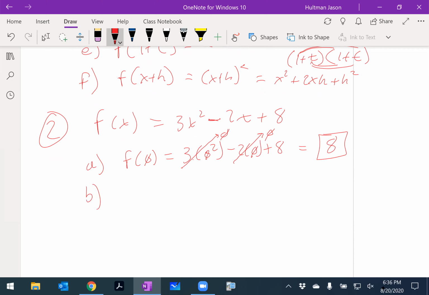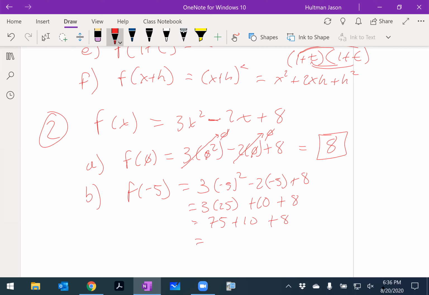What about B? Let's try -5. f of -5 is equal to 3 times -5 squared. Now make sure that you're squaring the negative as well. Minus 2 times -5 plus 8. What does this become? This is going to be 3 times 25 plus 10 plus 8. So 75 plus 10 plus 8. When I add that together, that's 85 plus 8, which is 93.